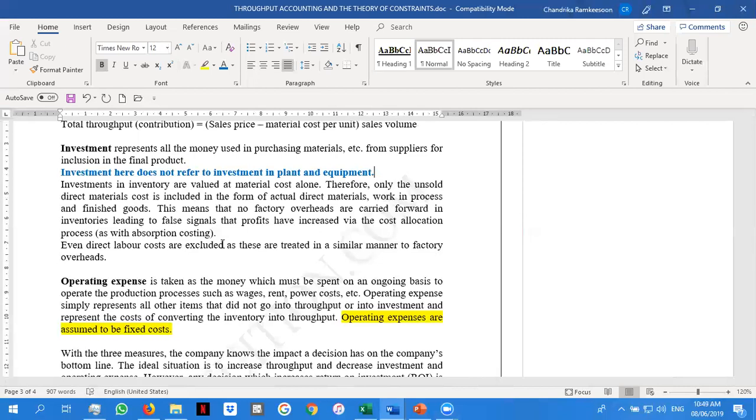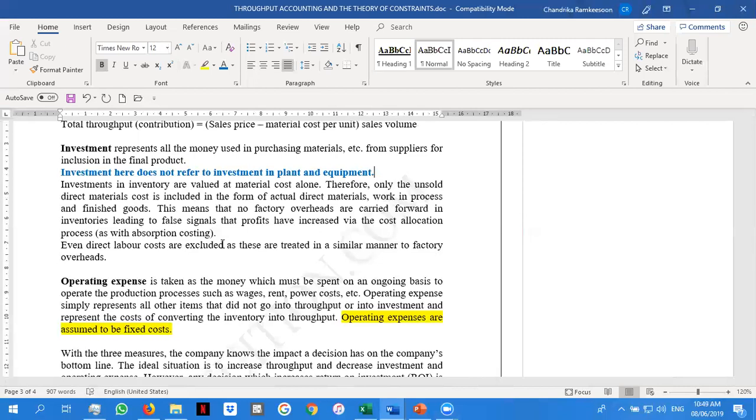This means no factory overheads. Now that's also important. No factory overheads are carried forward in inventories, leading to false signals that profits have increased via the cost allocation process, as with absorption. Right, now let me explain that.